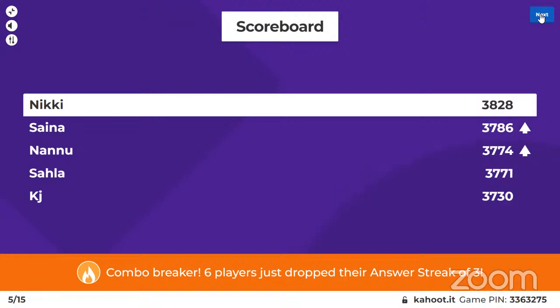Yes, so Nikki comes to the first position with 3,828 points. Saina has climbed to the second position with 3,786 points. Nanu at third place with 3,774 points. Sahala at fourth place with 3,771 points, and KJ at fifth place with 3,730 points.